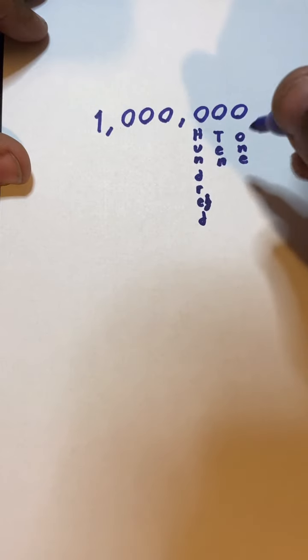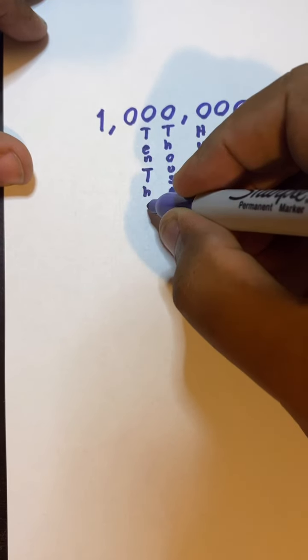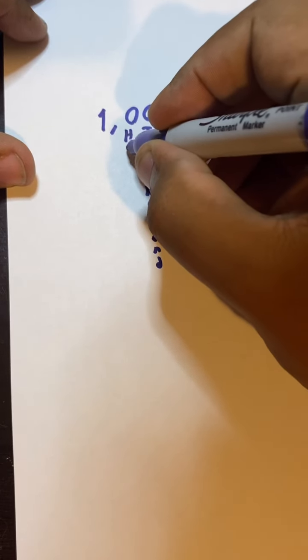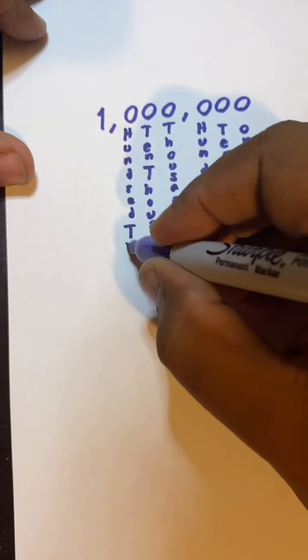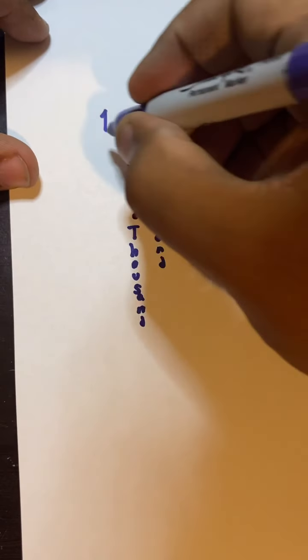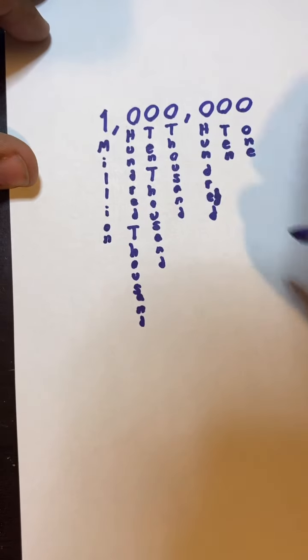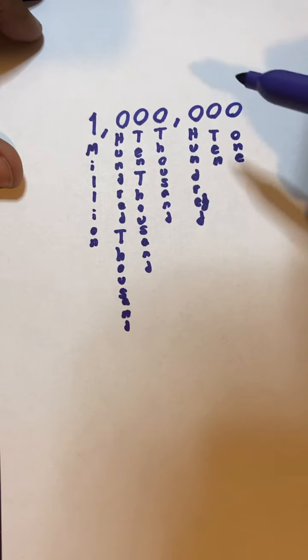Then we have 1,000, 10,000, 100,000. Please pardon the writing, I know it's going to take a while, and then we have the million. So that's what I mean when I say place value. Where the digits are located determines their place value.